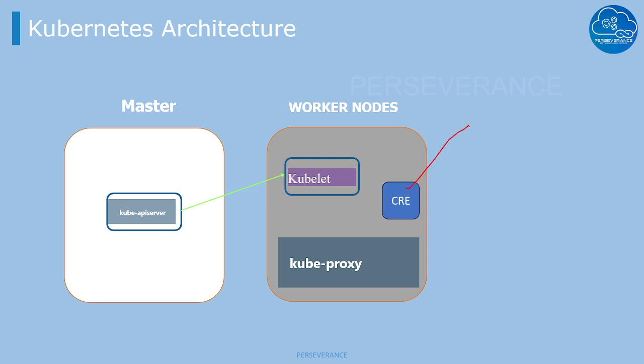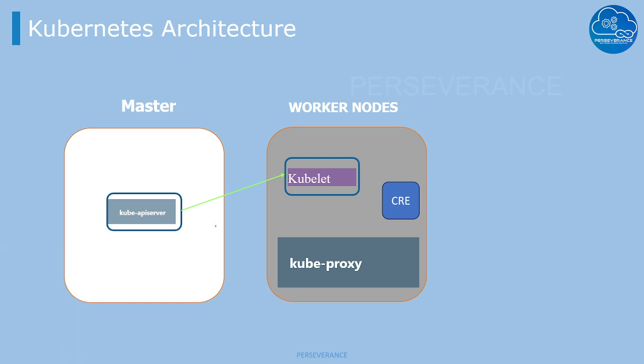CRE is the container runtime engine, which is what exactly creates a container. Just understand one thing: a tool like Docker is a container creation tool, and Kubernetes is a container management tool. Kubernetes does not have the capability to create a container, so it definitely relies on a container creation tool, and that is our CRE. The CRE should be a tool capable of creating a container.